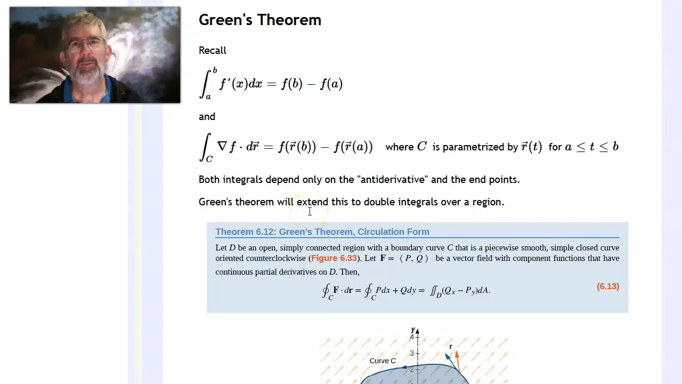Hello and welcome. In this video, I want to take a look at Green's theorem. Now, Green's theorem is an extension into two dimensions of what we call the fundamental theorem of calculus. And I guess it's also an extension of the fundamental theorem of line integrals.